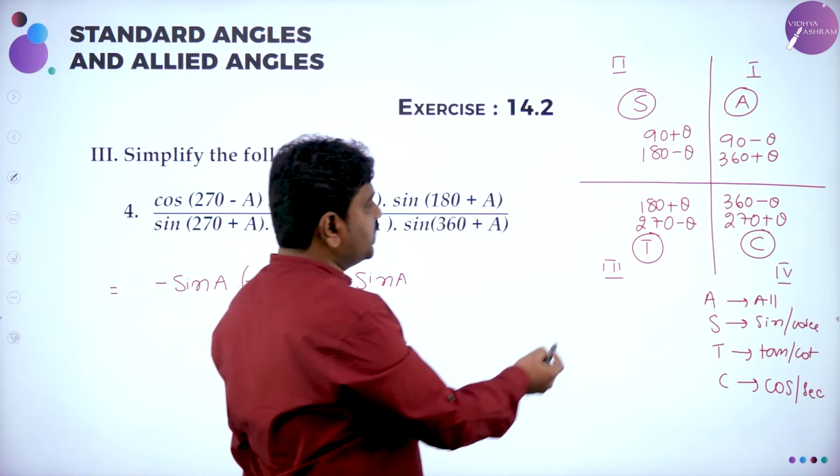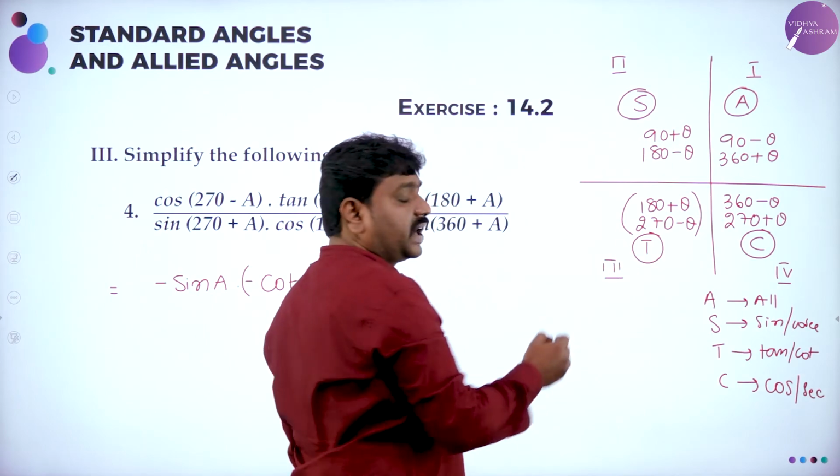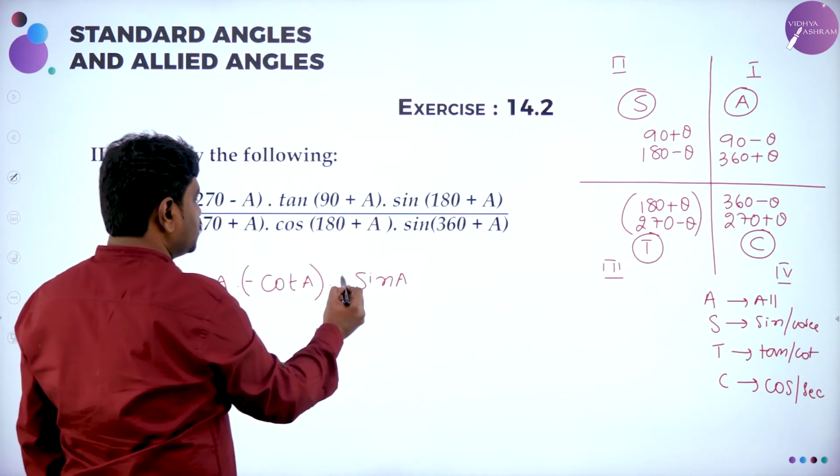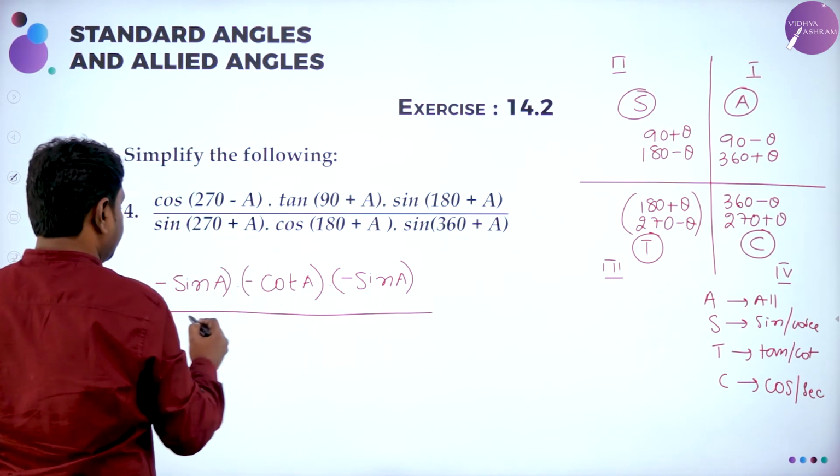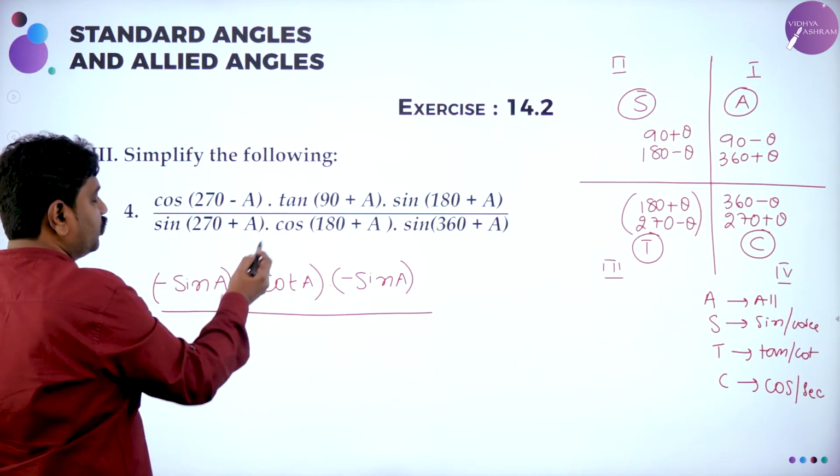But 180 plus A lies in the third quadrant. In third, only tan and cot are positive, but this is sine, so it will be negative. Product, so I am using brackets. Divided by the new denominator, sine of 270 plus A.